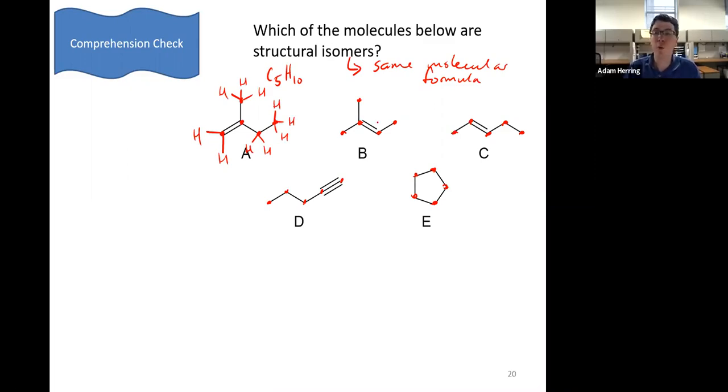When you count up for the other molecules, this is also C5H10, C5H10, and C5H10. However, this is C5H8. So A through E are our structural isomers of each other.